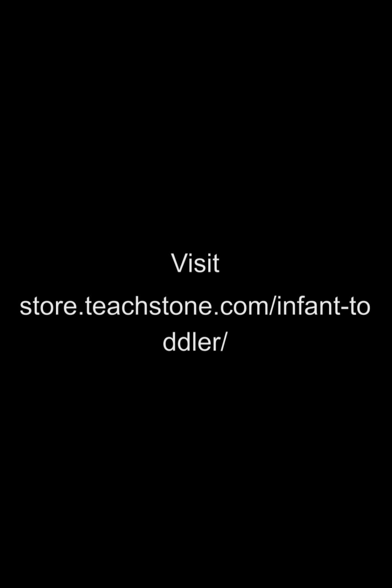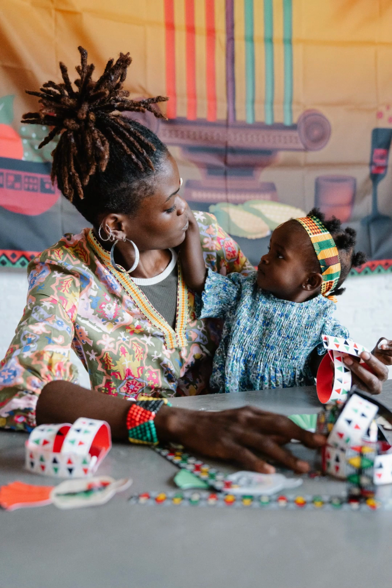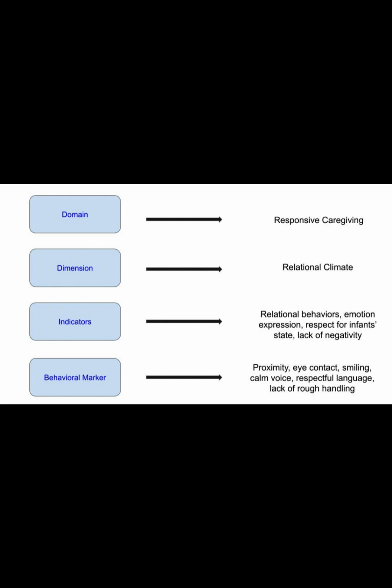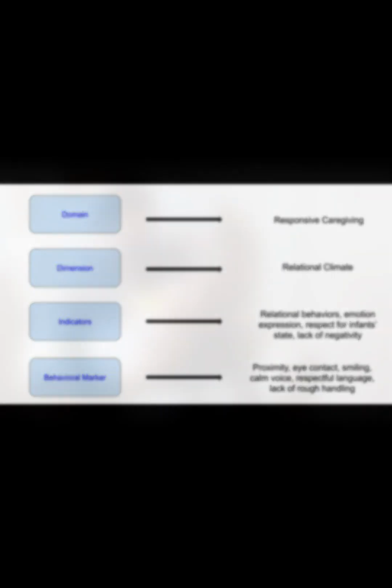Strategy Cards from teachstone.com. Relational climate reflects the connection, emotions, and respect conveyed by teachers, as well as the infant's responses to these interactions. With CLASS, we look for the following indicators of relational climate: relational behaviors, emotion expression, respect for infant state, and lack of adult negativity.